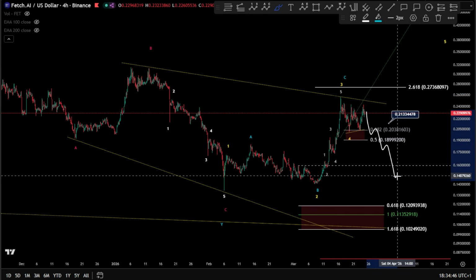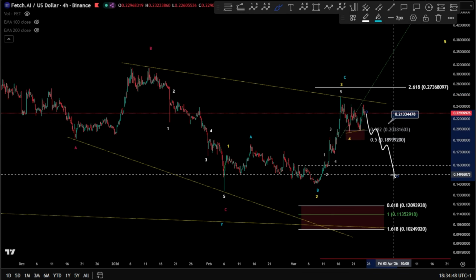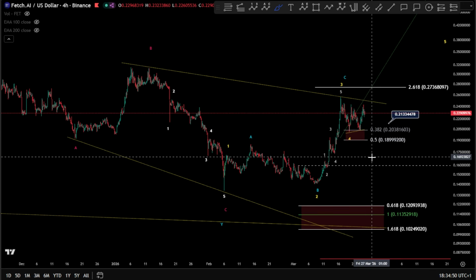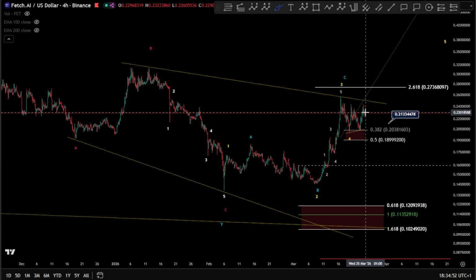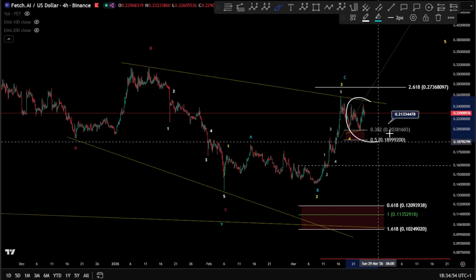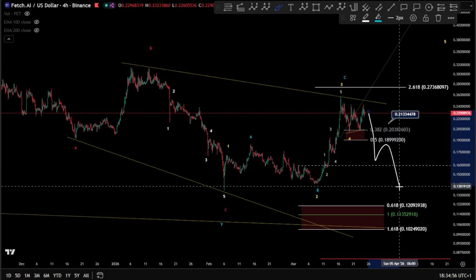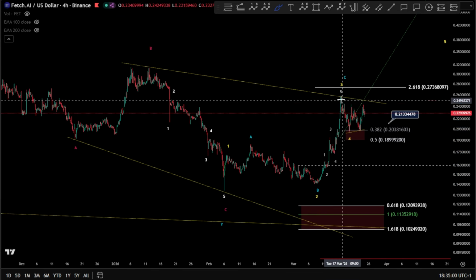It can be very, very tricky. It can start to unfold very fast, sooner or later, maybe. Once Bitcoin opens for wave 3, it might affect FET as well and start to push it downward again. So we gotta be careful with this one as well.